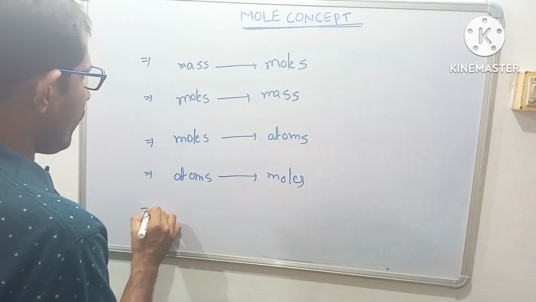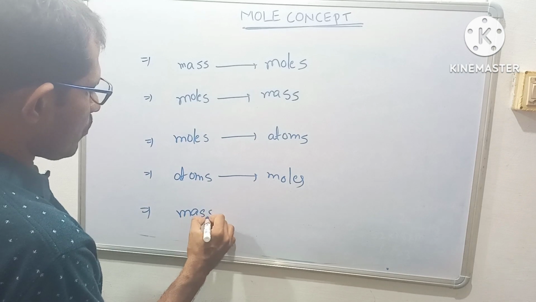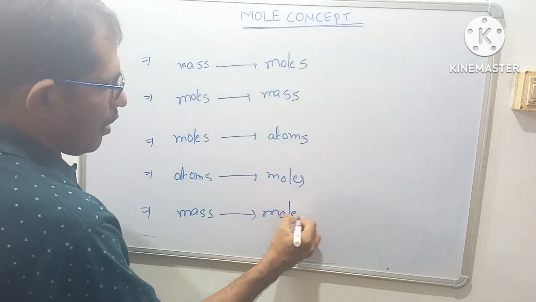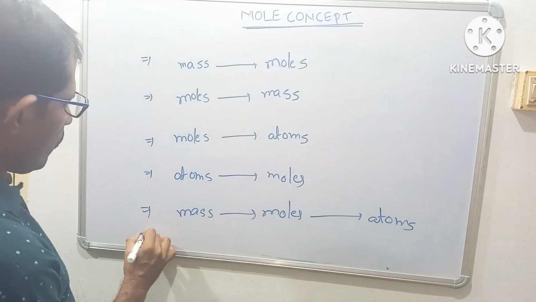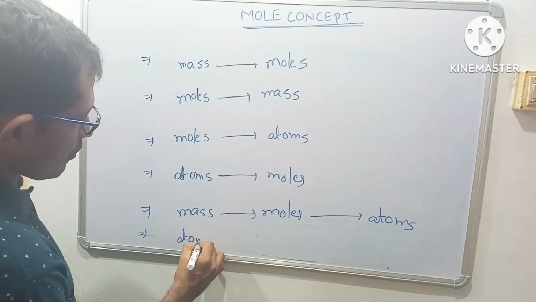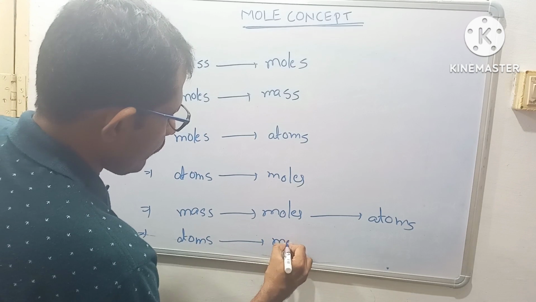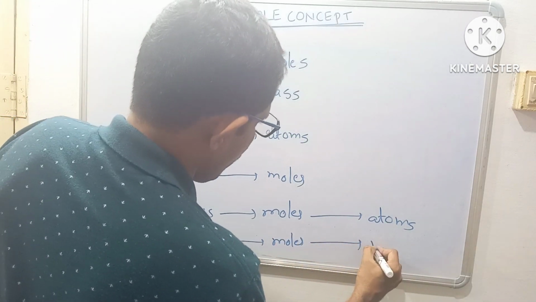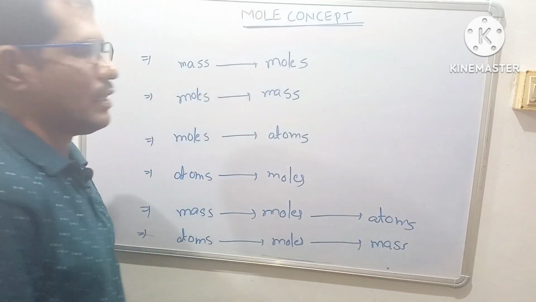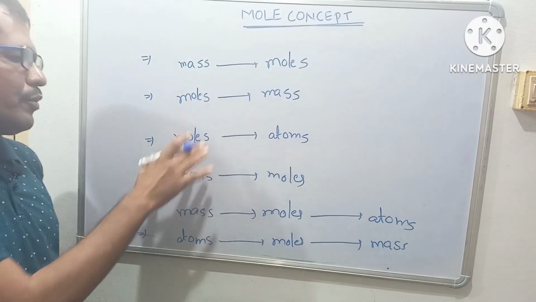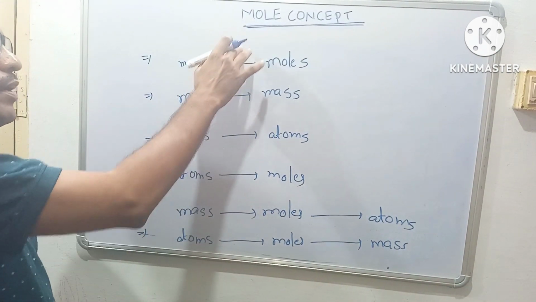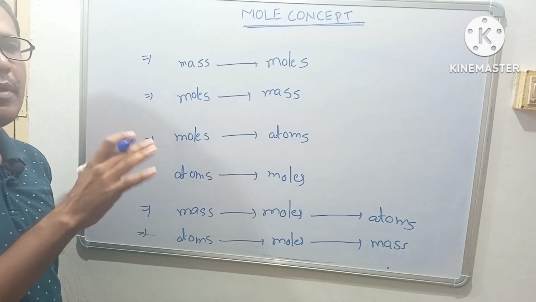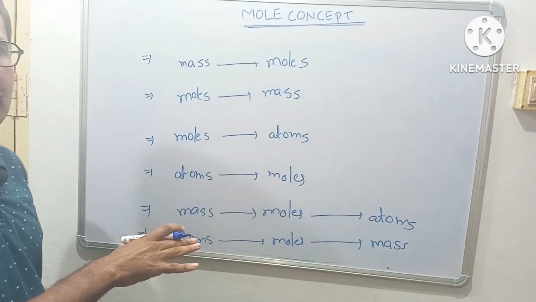And we are also going to convert mass to moles or moles to atoms, or we can also do atoms to moles and moles to mass. These are the conversions we are going to use while solving the problems. All stoichiometric problems, the question paper setter will frame based on these conversions only.